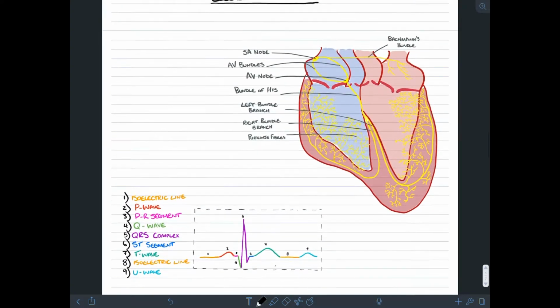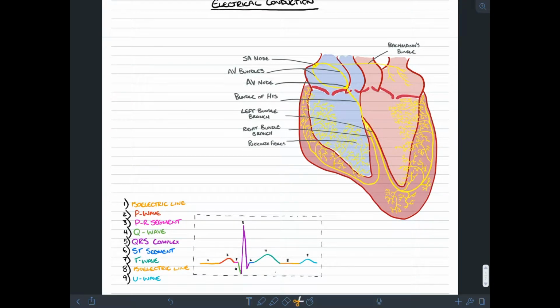The first phase we see is the isoelectric line, and that is the portion between ECG complexes and in between heartbeats, really. So we start to go towards phase 2, which is the P wave, and that P wave is the actual contraction of the atria, and that occurs in this section right here. So you'll see it highlighted right there.